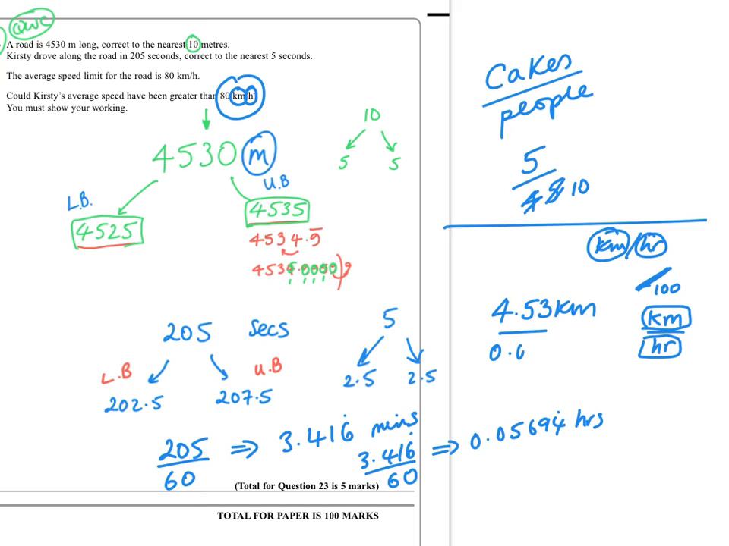Now, I'm going into this much detail because these kind of dimensions questions, upper and lower bounds, are very tricky. So if we just did that raw calculation there, what would that tell us? It would tell us that we had 4.53 kilometres per 0.0569, and just do a few 4s on your calculator. That would give us, and I'll write that in a different colour, approximately 79.6 kilometres an hour to 1 decimal place. However, we have to try and see whether her average speed could have been greater than 80.